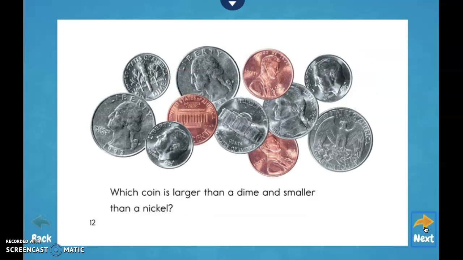Which coin is larger than a dime and smaller than a nickel? Think about it. Yes, it's the penny, because the penny is bigger than the dime and is smaller than a nickel.